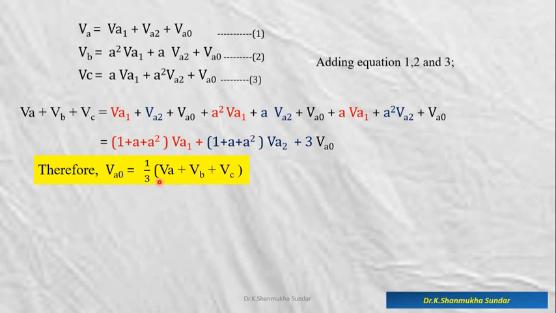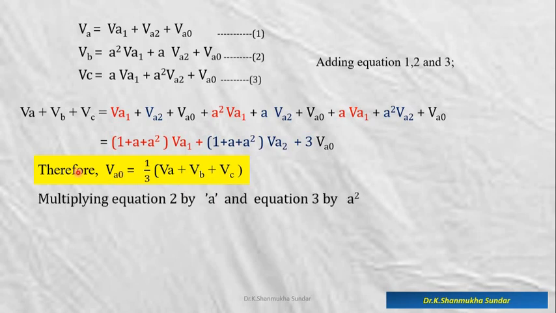So therefore Va0 is equal to 1 over 3 of Va plus Vb plus Vc. Now this is the first zero sequence component of voltage we got. Now let us derive the other two components from the unsymmetrical phasors.